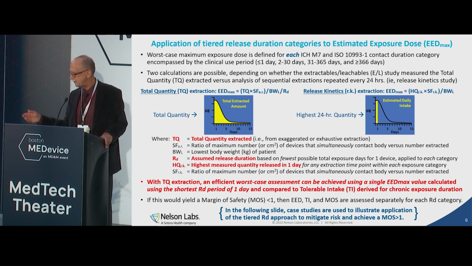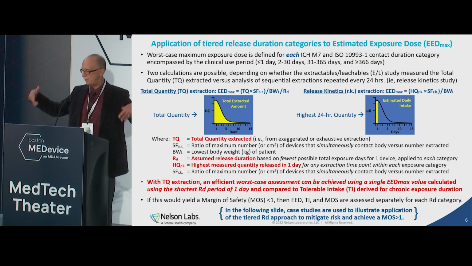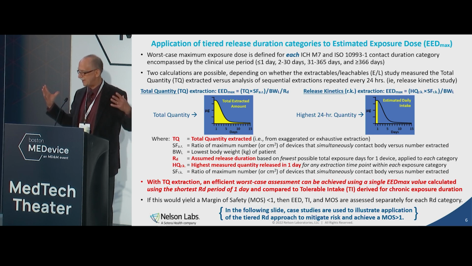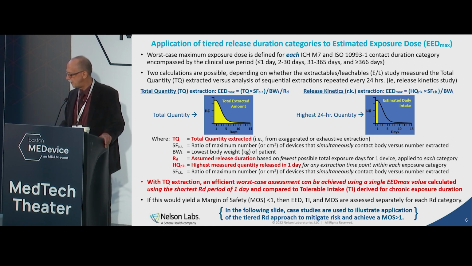With the TQ extraction, an efficient worst-case assessment, which can streamline your work, is to use a single EEDmax value, and that's the estimated exposure dose, divided by the body weight, divided by the shortest release of 1 day, in case it all comes out in 1 day. And that's the most conservative estimate of exposure compared to the most conservative estimate of toxicity, and see how that compares. And the most conservative would be a chronic tolerable intake. In the following slide, case studies are used to illustrate examples of this tiered approach and how we would mitigate risk.